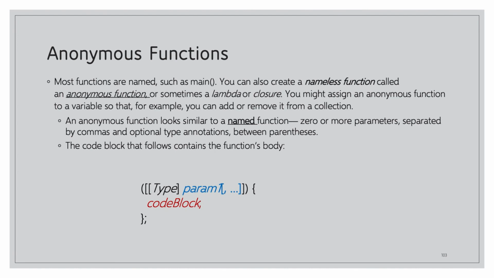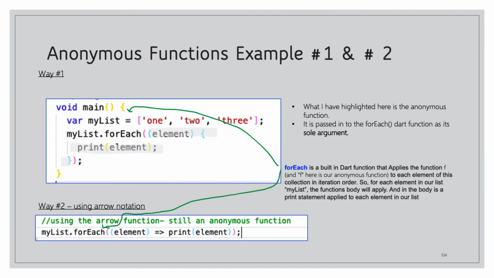Zero or more parameters, so you don't need to have parameters, same as in a defined function or named function, separated by commas and optional type annotations between the parentheses. The code block that follows contains the function's body. So here I give you the example of the syntax. All right, so here is example number 1 and number 2 of using an anonymous function.